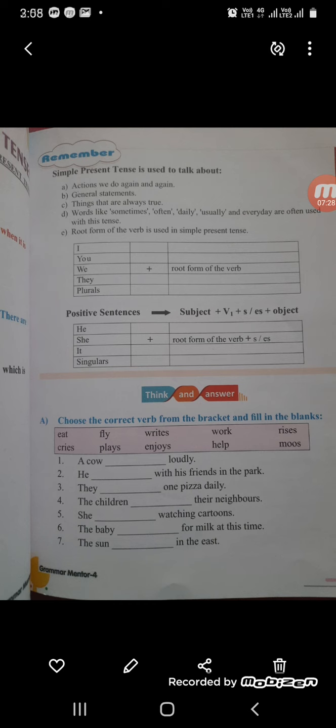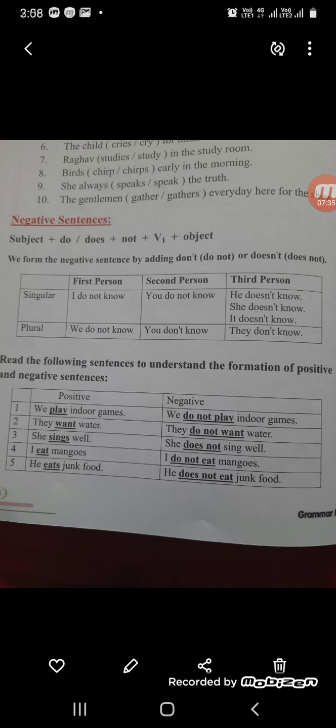Now children, you'll be getting an exercise. Choose the correct form from the bracket and fill in the blanks. Now on the next page, page number 76, we are going to do negative sentences. In this form of sentences, subject plus do, does plus not. Now you know very nicely, negative sentence means sentence ending with no or not. Positive sentence means sentence ending with yes. So we are going to do negative sentence today. In the next chapter we'll do positive sentence.